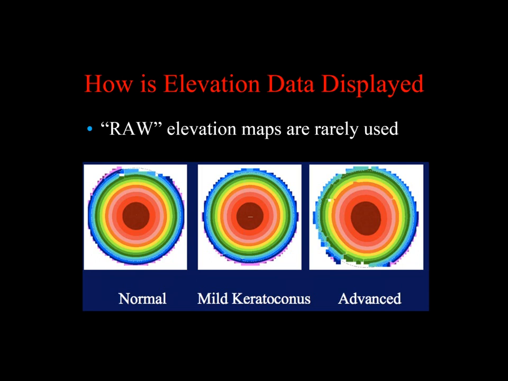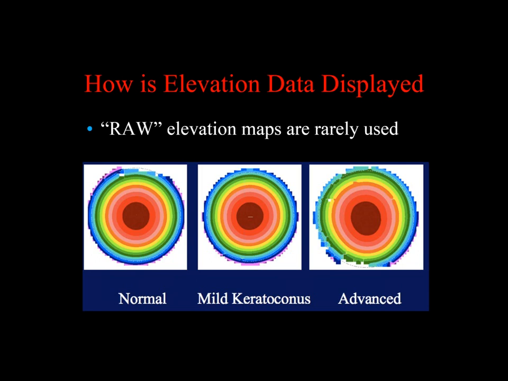This is actually the raw elevation data. So if you were to just put where the points in space were, this is what we call raw elevation maps. And you're never shown these. The reason you're never shown them is that you can't look at raw elevation data and determine what's normal and what's abnormal. The map on your left came from a normal eye. The map in the middle came from a moderately advanced keratoconus. And the map on the right was advanced keratoconus.